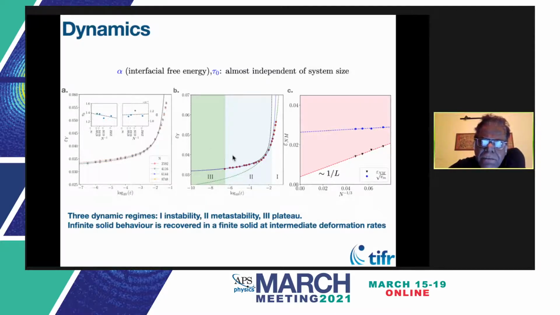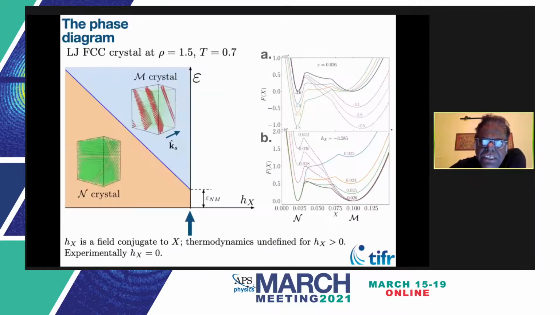So the lesson from here is that if you want to get infinite solid characteristics from finite computer simulations, you should not do it at very low strain rates, because then you will be entering into a regime which is dominated by finite size effects. So this is an important lesson.